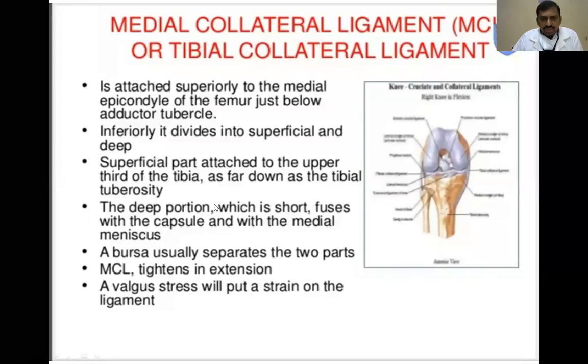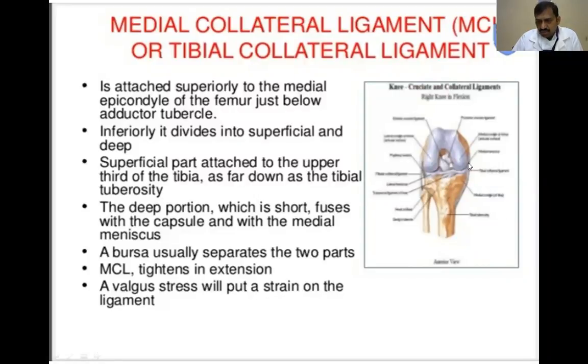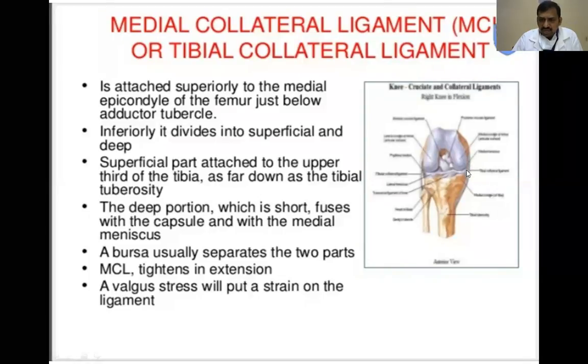And the deep portion, which is short, fuses with the capsule of the knee joint and with the medial meniscus. Here the short part goes only up to this level. The deep part is only up to this level, fusing with the capsule of the knee joint and the medial meniscus. But the superficial part reaches up to this level. A bursa usually separates the two parts. That is the medial collateral ligament.